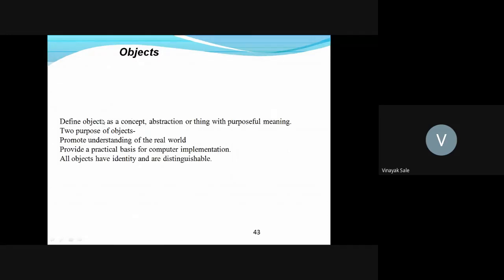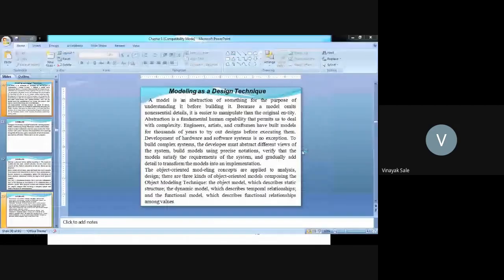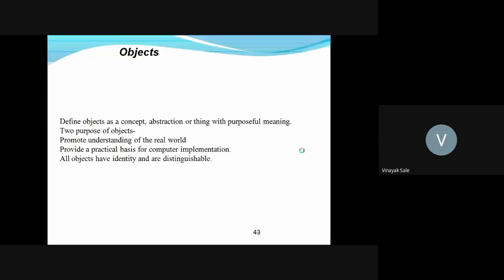So, objects. First is object, that is, the class model. In the class model we should know the concept of object. We define an object as a concept, abstraction or thing with a particular meaning. There are two purposes of object: to promote understanding of the real world, and to provide the practical basis for computer implementation. All objects have identity and are differentiable.